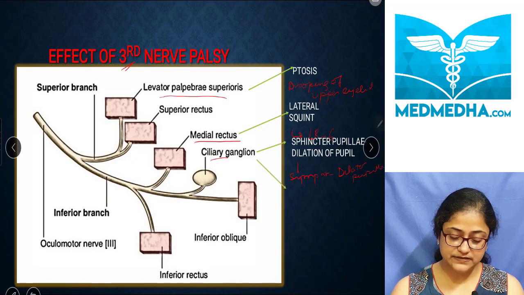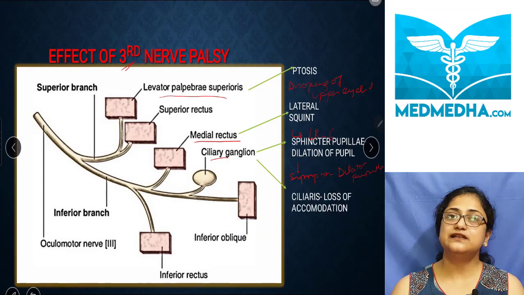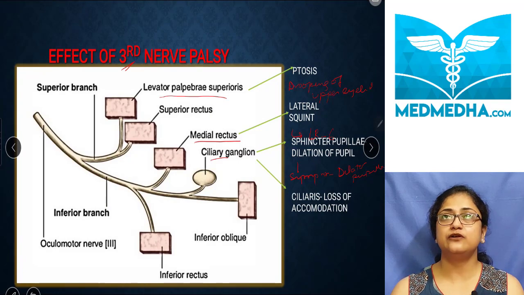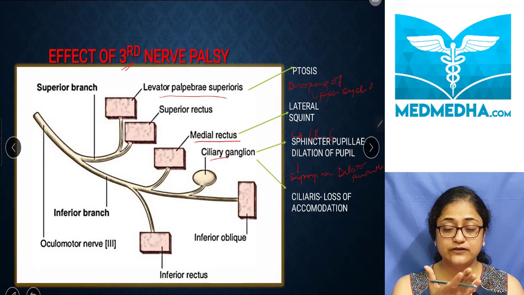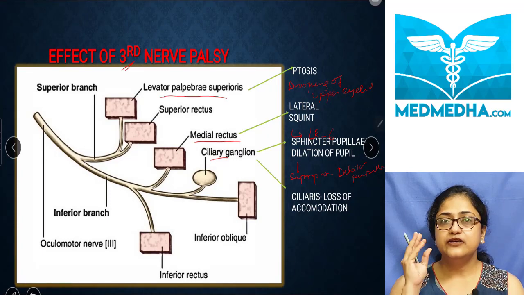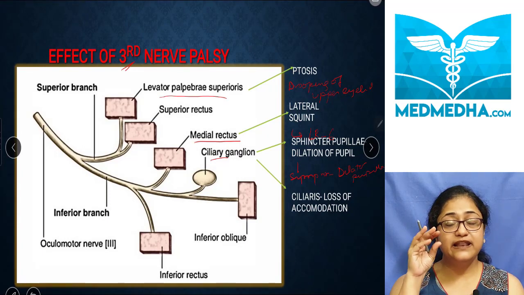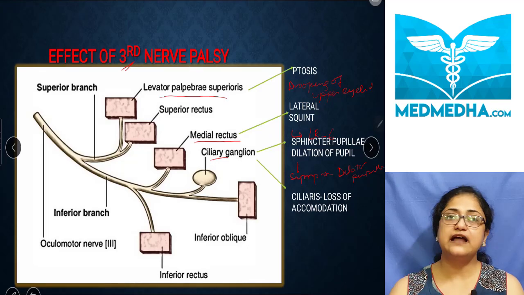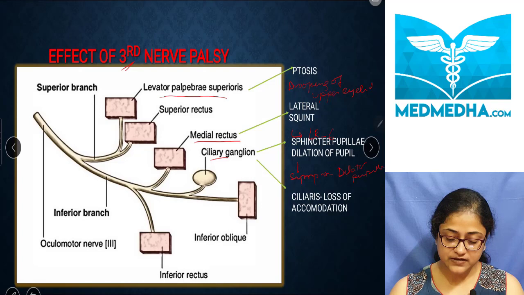The second feature is that the ciliaris muscle is paralyzed because of the third nerve. This muscle helps in changing the convexity of the lens, thereby helping in accommodation, that is, when you are looking from distant to near vision. From distant vision, when you try to focus on something near, the lens needs to become more convex, and that is done by the ciliaris muscle. So, if the ciliaris muscle does not function, there is a loss of accommodation.